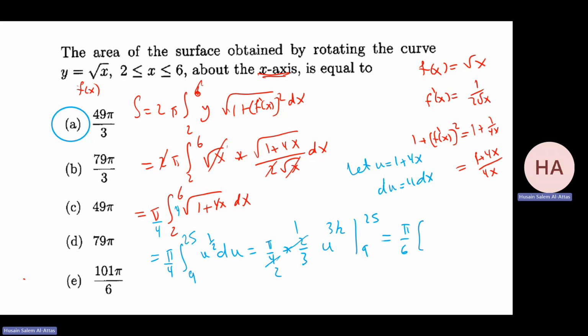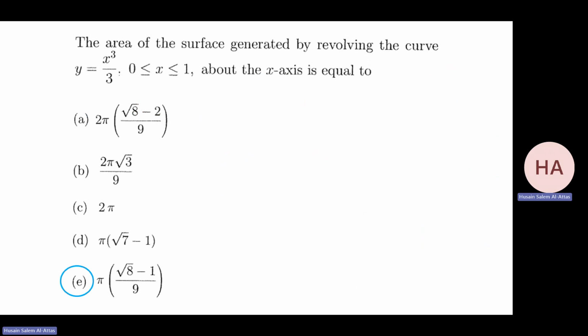Square root of 25 is 5, 5 to the power 3 is 125, minus square root of 9, 3, is 27. That gives me 98 pi over 6. In other words, 49 pi over 3, which is this. Is anybody following the line? This is about the x-axis.